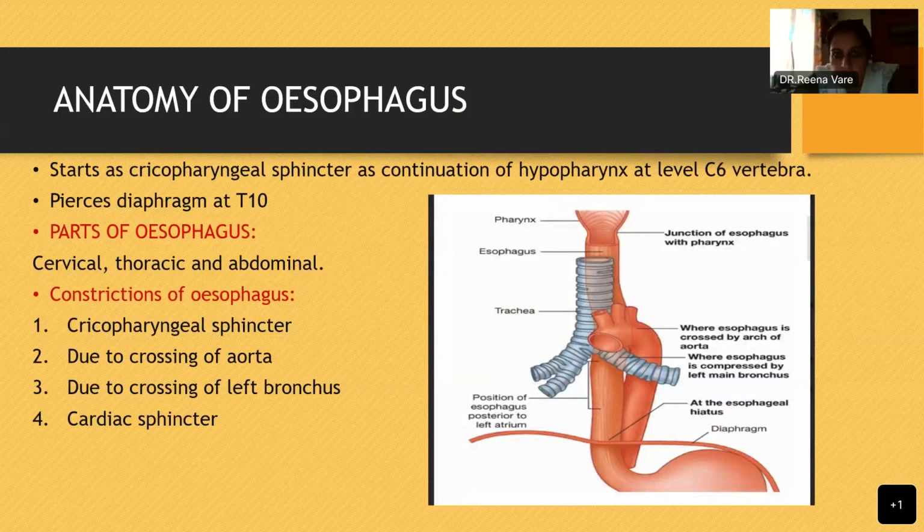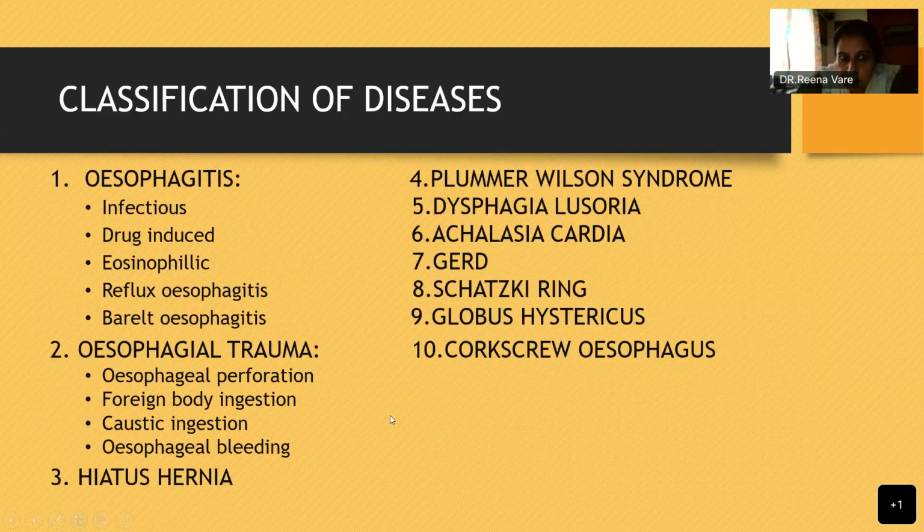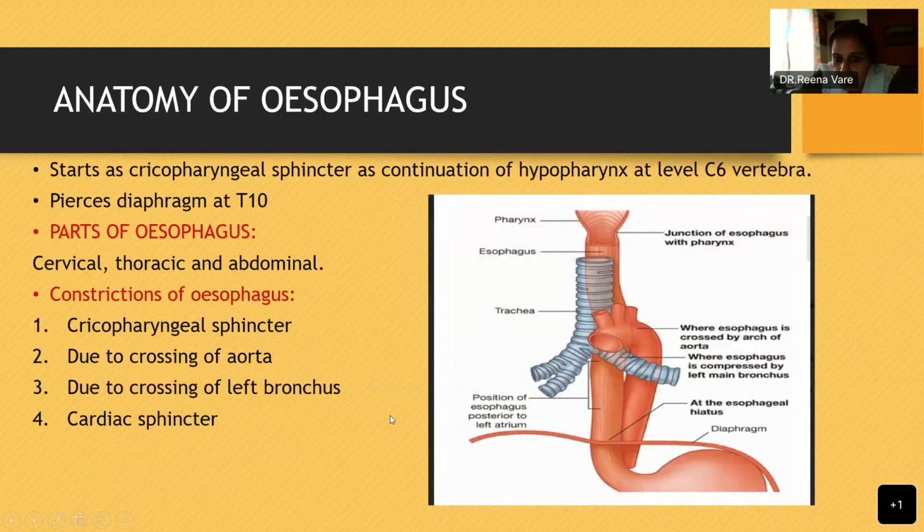If you see the anatomy of the esophagus in a small gist, it starts at the cricopharyngeal sphincter as the continuation of the hypopharynx. It pierces the diaphragm at T10 and is divided into three basic parts: the cervical, the thoracic and the abdominal. It has four constrictions: one at the cricopharyngeal sphincter, one at the crossing of the aorta, one at the crossing of the left bronchus, and one at the cardiac sphincter.